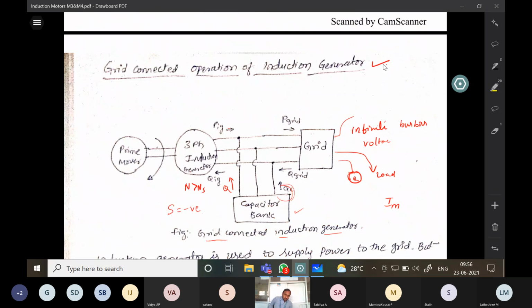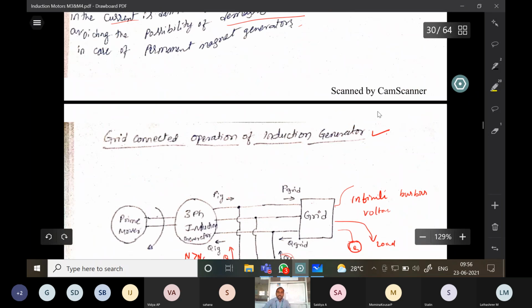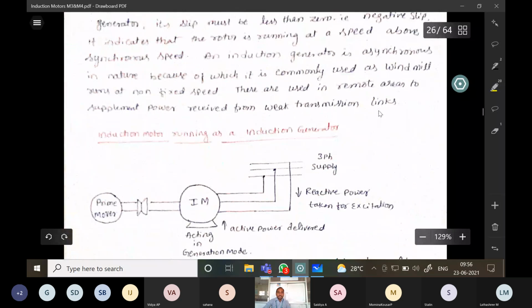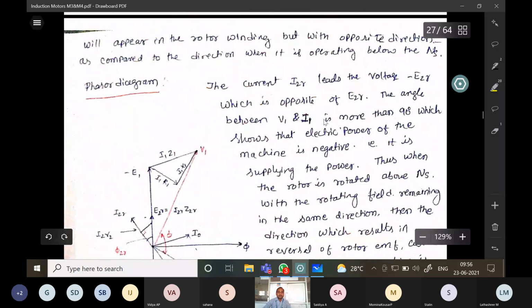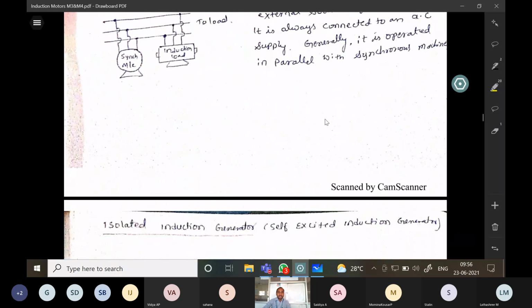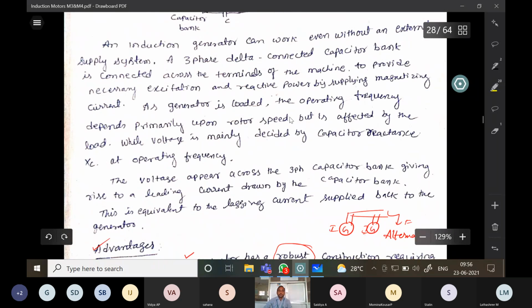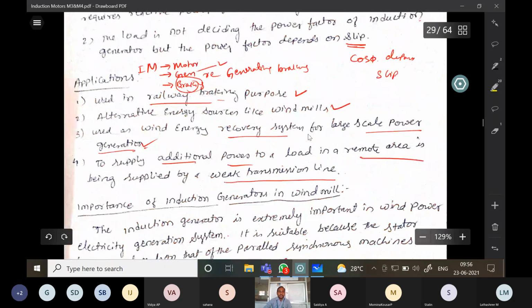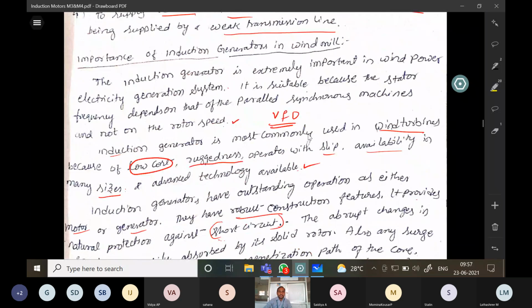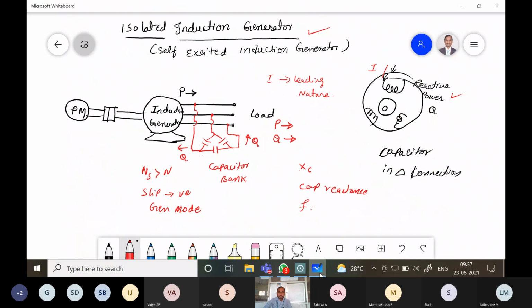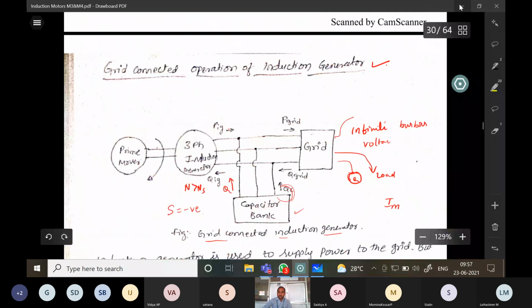In today's class, we have discussed the induction generator working principle, and how the induction motor runs as an induction generator. Then we discussed the phasor diagram, the externally excited induction generator and the isolated induction generator, that is the self-excited induction generator through capacitor banks, and the advantages, limitations and applications, the importance of induction generator in windmills, and grid connected operation of induction generator. Next class we will discuss the next model. So this completes the induction generator mode.